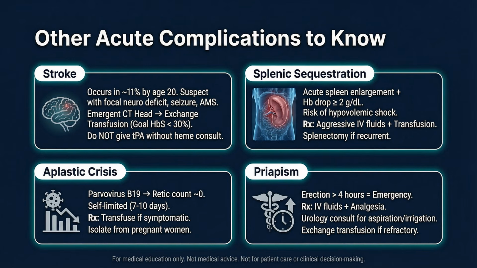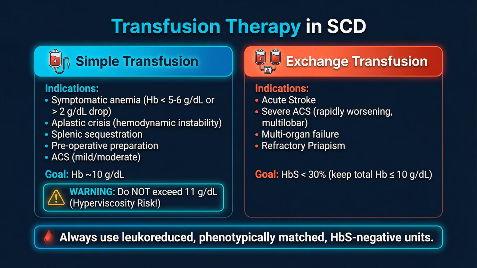It can cause shock and requires aggressive fluid resuscitation and transfusion. Aplastic crisis, from parvovirus, presents with a near-zero reticulocyte count and requires transfusion if the anemia is symptomatic. And finally, priapism. An erection lasting longer than 4 hours is a urologic emergency requiring intravenous hydration, analgesia, and a urology consult for potential aspiration. Let's clarify the 2 main types of transfusion therapy.